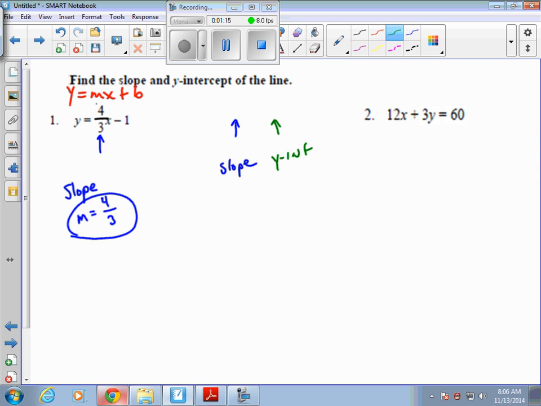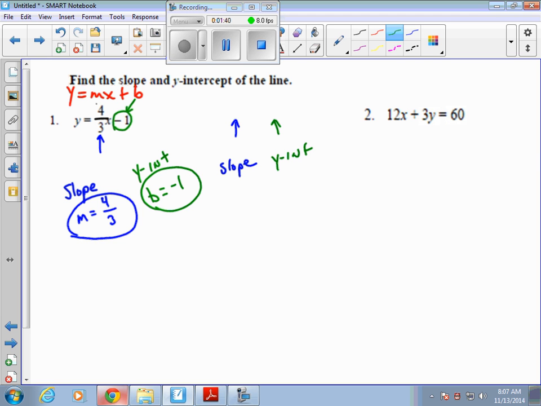And the y-intercept is this thing that is next to that. It's not just 1, it's -1. So the y-intercept, which again, you abbreviate with b, equals -1. So those are the two things that you're looking for in number 1. It's already in slope-intercept form. There was no work you had to do. You just had to identify the two values, 4/3 and -1.